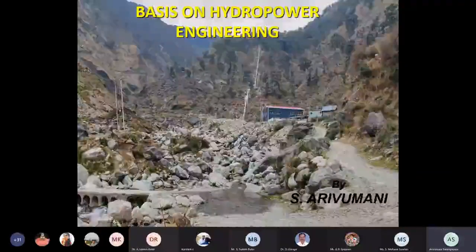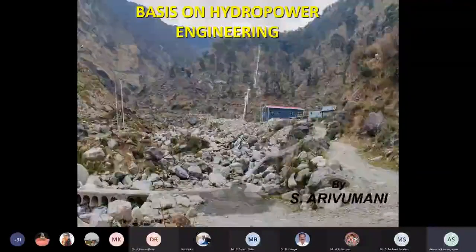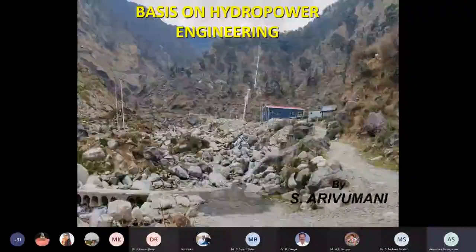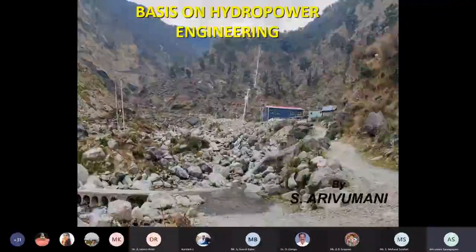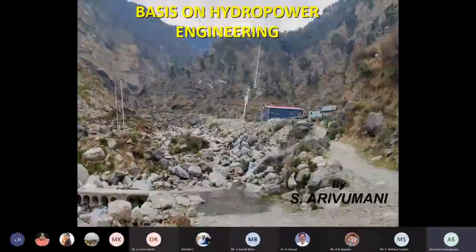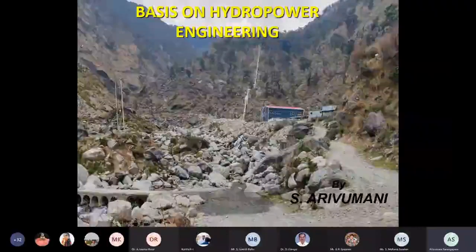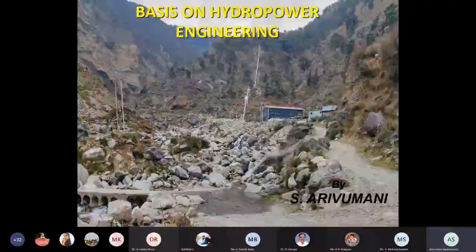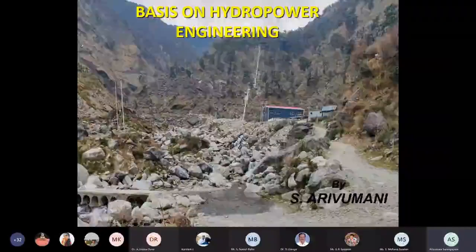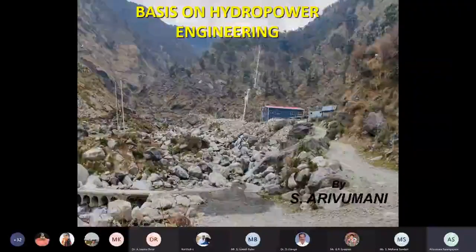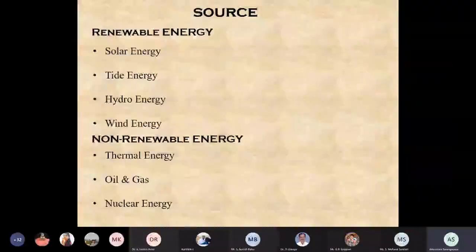What is the basis of hydropower engineering, what are the components, how to design, what is the basic need, and what are the advantages of hydropower engineering. I just want to give an overall view of hydropower engineering here. Let's go to the presentation now.